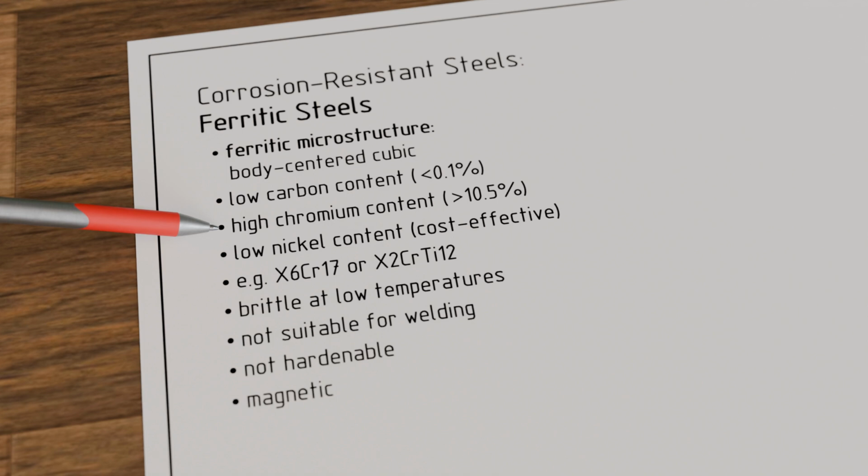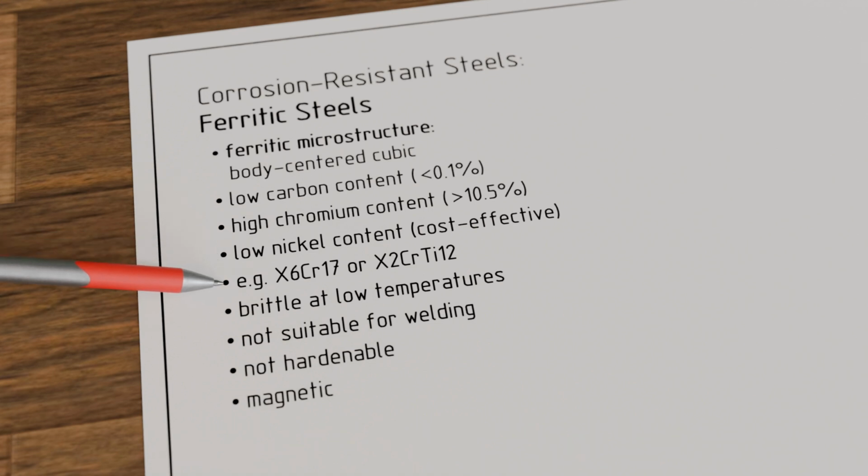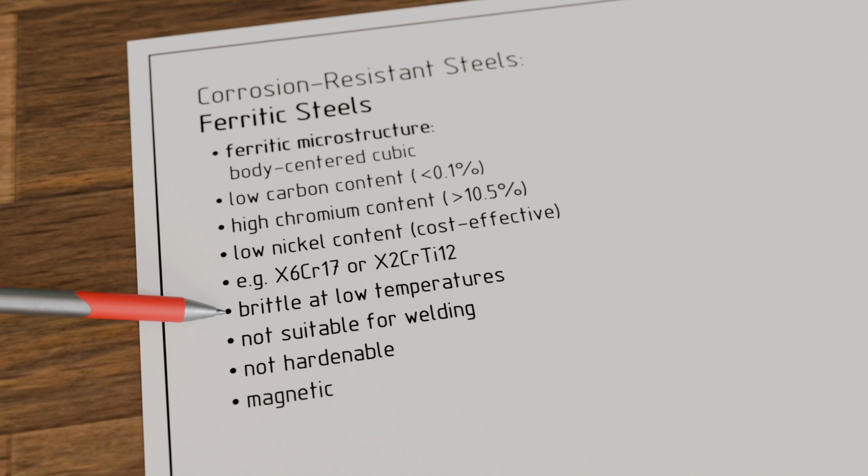On the other hand, ferritic steels contain almost no expensive nickel, which makes these corrosion-resistant steels relatively cost-effective. Typical ferritic steels include X6CR17 or X2CRT12, which contain no significant amounts of nickel. Due to the absence of nickel, their toughness at low temperatures is limited. In particularly cold environments, ferritic steels therefore often tend to become brittle and are not particularly suitable for forming.